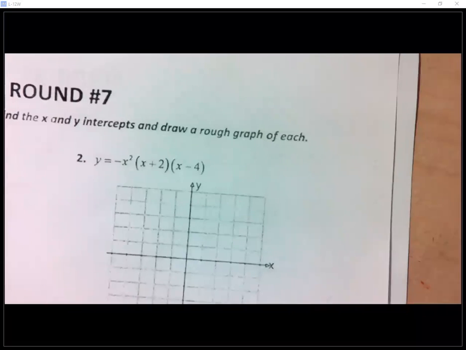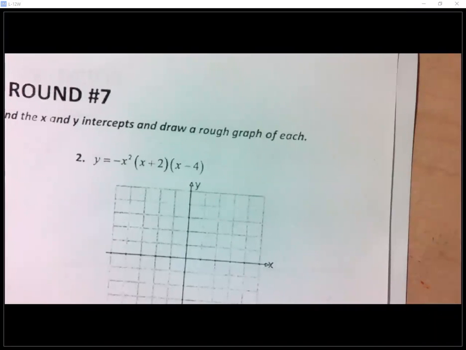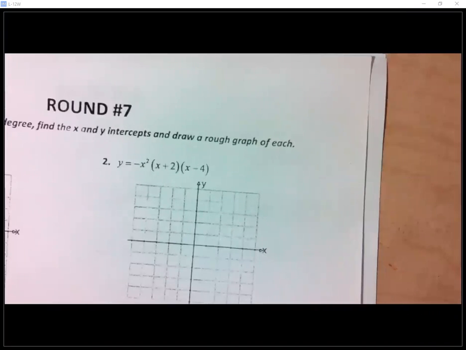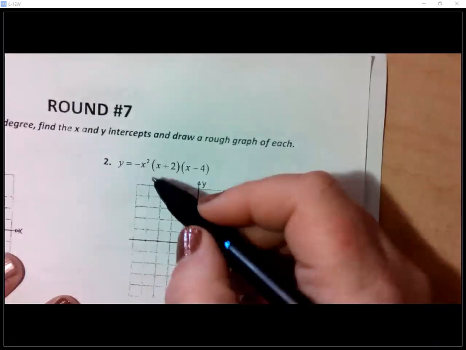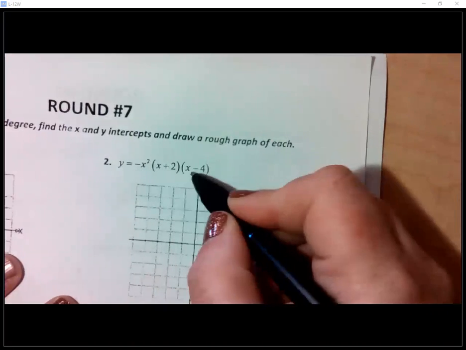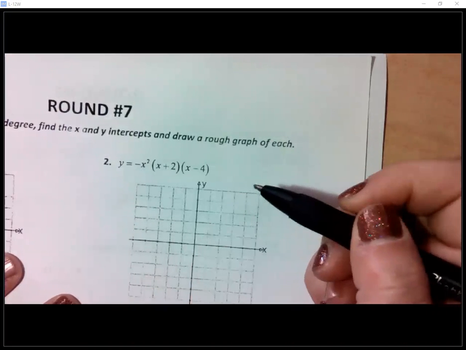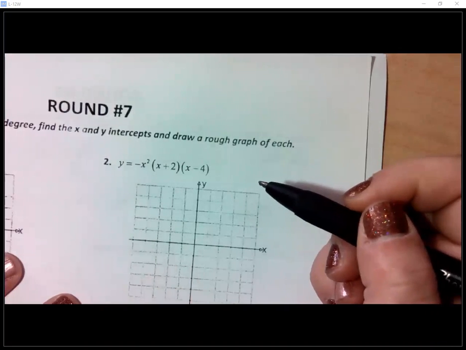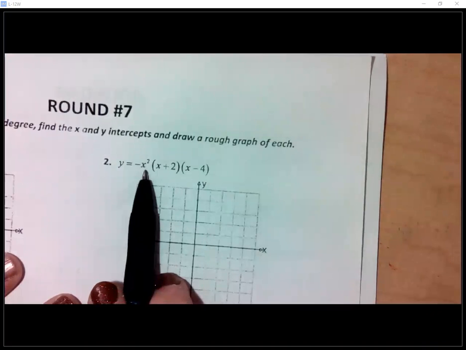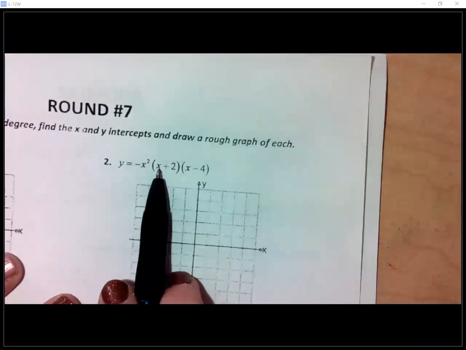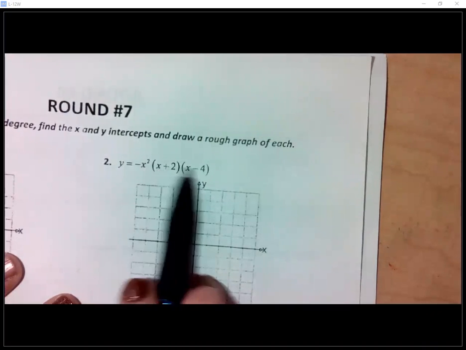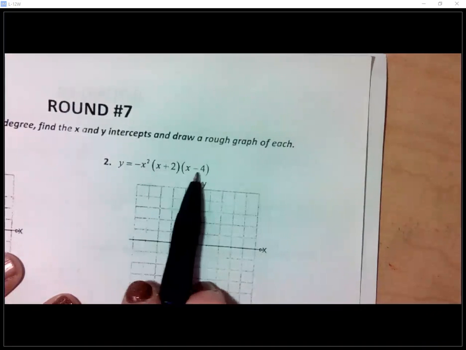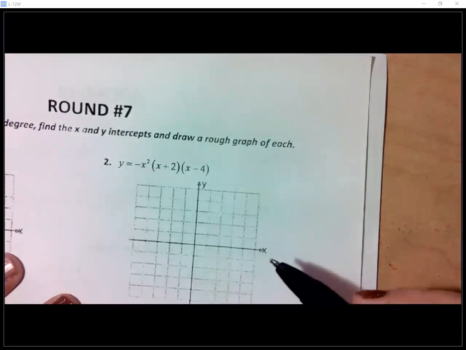All right, so this one's already factored for us, but that also means I have to take a minute and figure out what the degree would be. If I were going to multiply all of these first terms together, that would get me an x to the what power? To the 4th. I have x squared right there, and then x times x gives me another x squared. So x squared times x squared gives an x to the 4th. So this is a 4th degree polynomial.